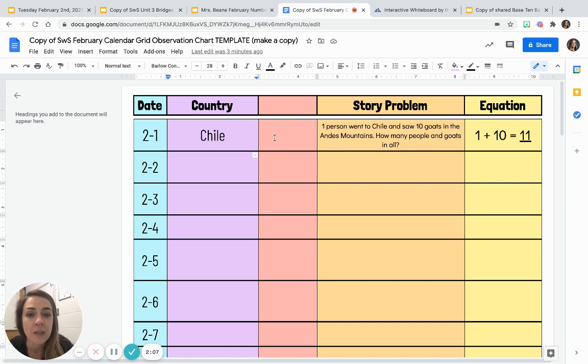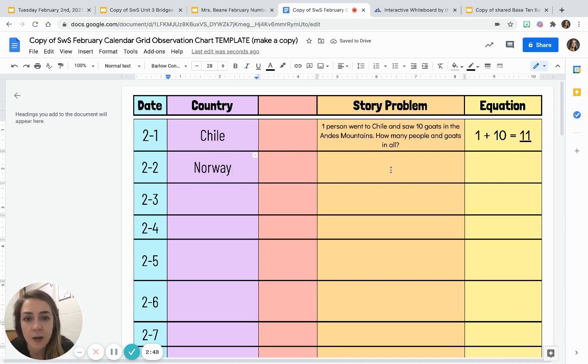So I did Chile. And then the story problem yesterday was one person went to Chile and saw 10 goats in the Andes Mountains. How many people and goats in all? So I'm going to read that again. One person went to Chile and saw 10 goats in the Andes Mountains. How many people and goats in all? So you'll see in this yellow column, I've written the equation. It told us both parts, and we needed to figure out what the whole was. So it gave us the start, and it gave us the change, and we needed to know what the whole was.